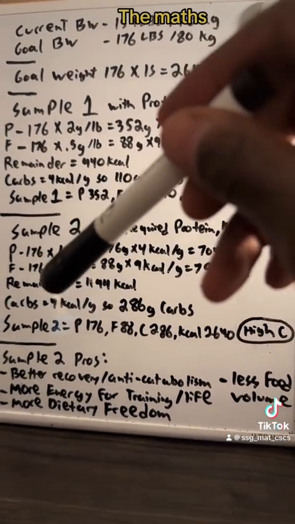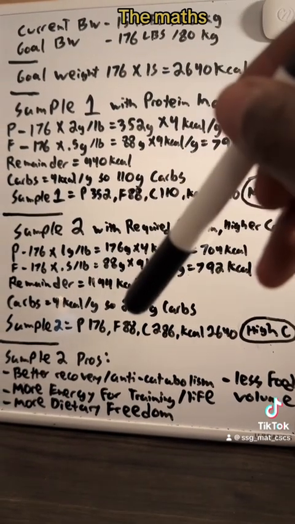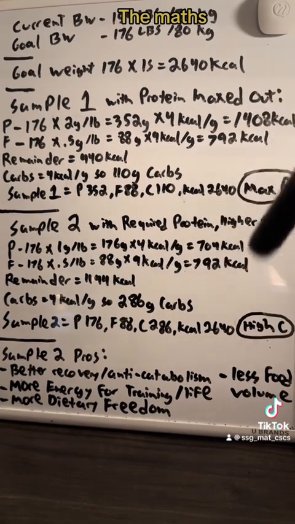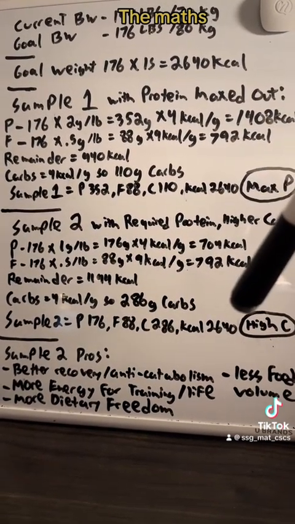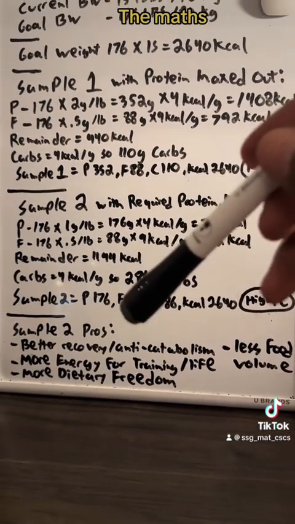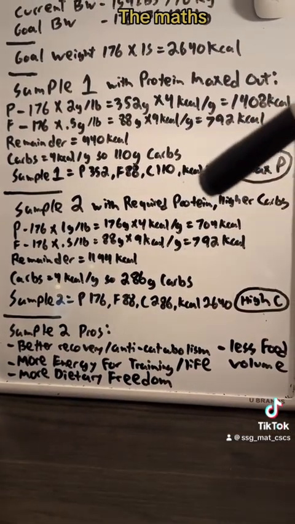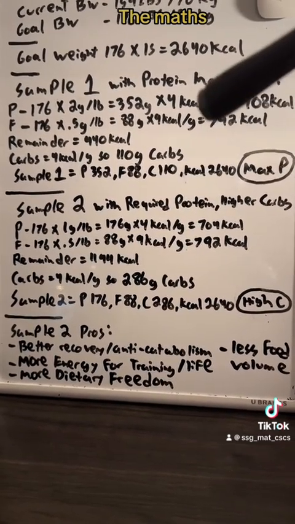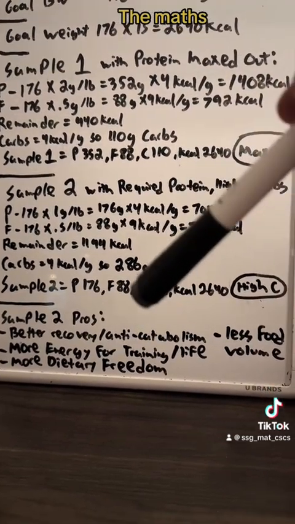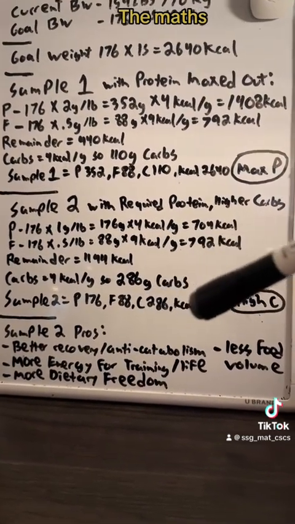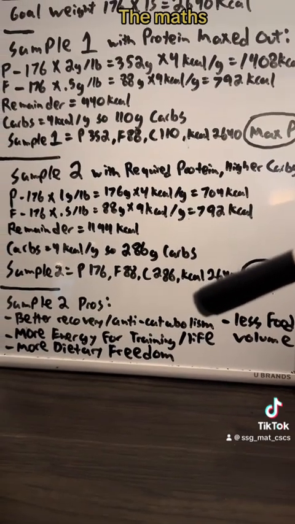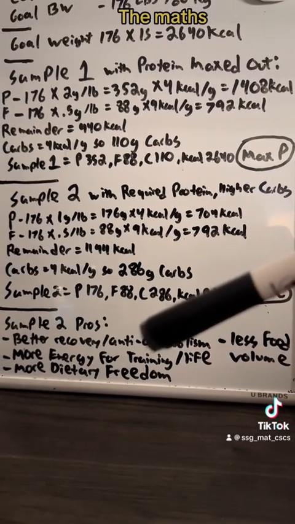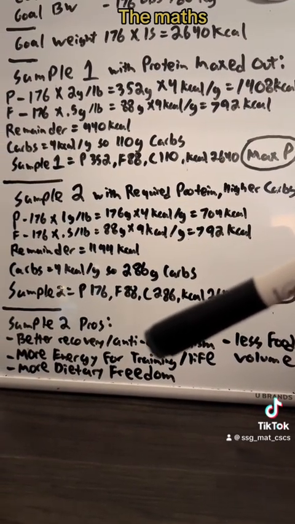So in our second example, we have protein at 176, fats at 88, carbs at 286 with the same amount of calories. So max protein versus high carbs. Now, here's a couple reasons why sample 2 is the better option for hypertrophy, counterintuitive to the fact that sample 1 has more protein. First of all, way better recovery. Second one, this is a big one, more energy for training and life, right? And speaking of regular life, number 3 is another big one, more dietary freedom.